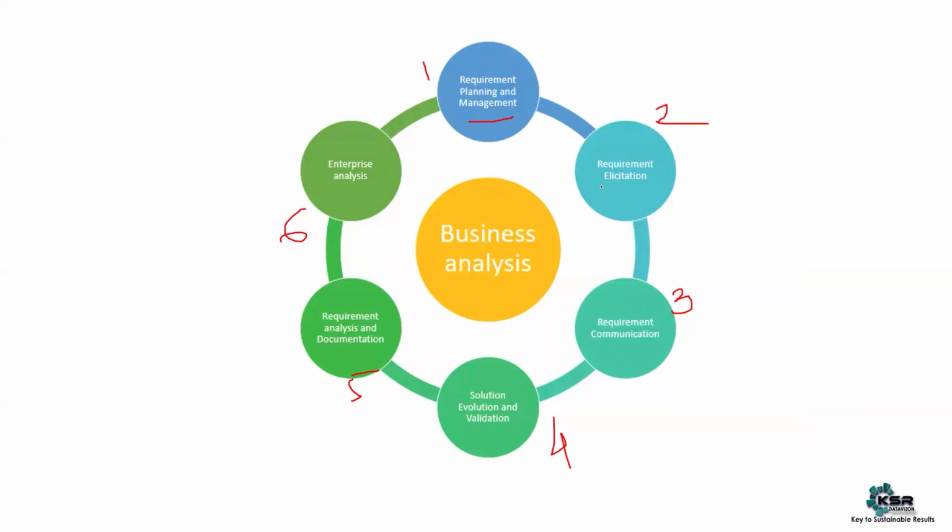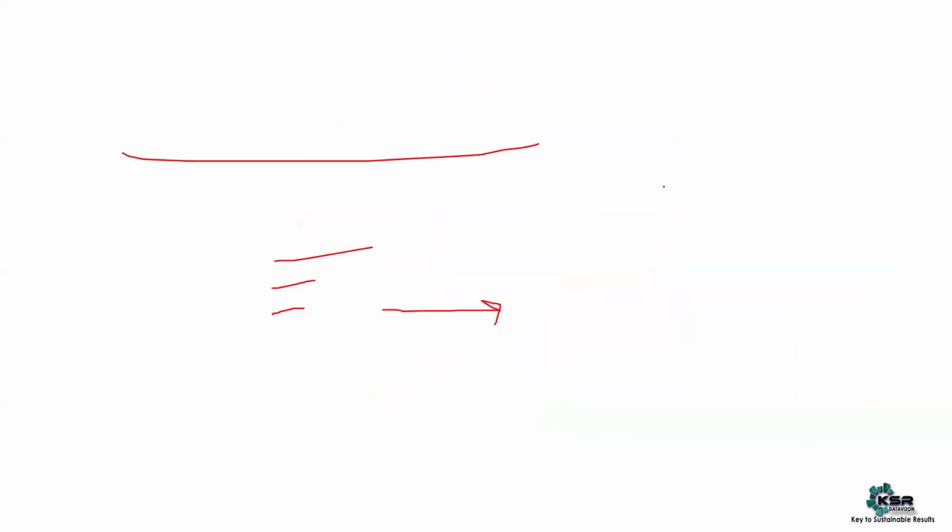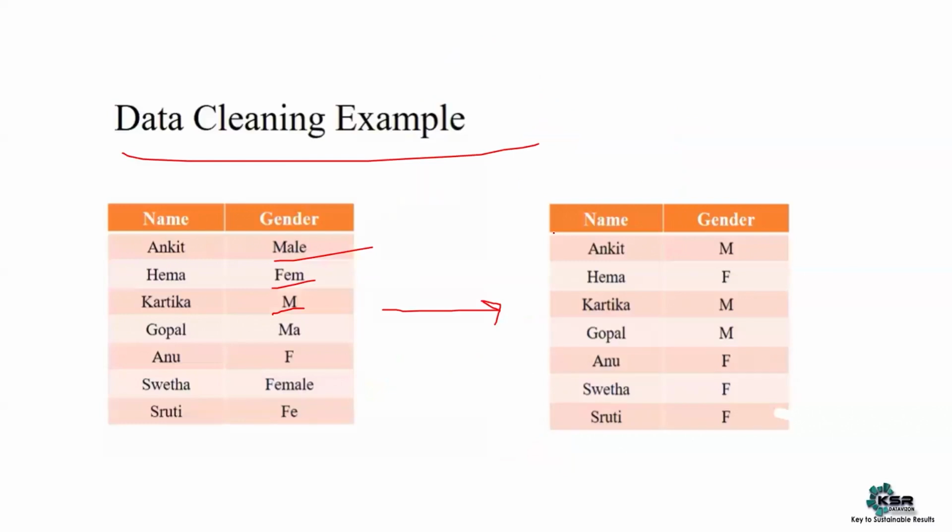Once that is done, you need to elicit that data. That means you need to make sure the requirement is clear. You need to make sure that the information is crystal clean. There can be anything like this. The information is not clearly visible or understandable, but I have to make sure that the gender information is cleaned here. So it is the role of the data analyst.